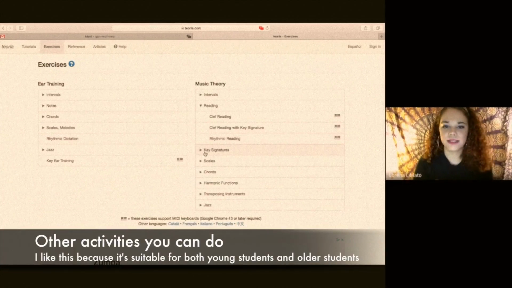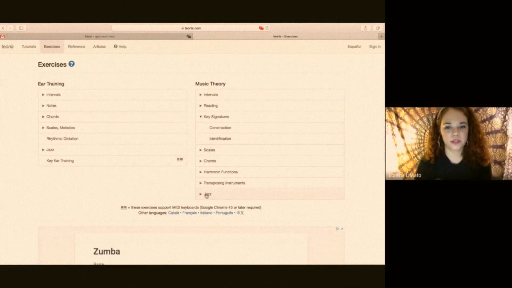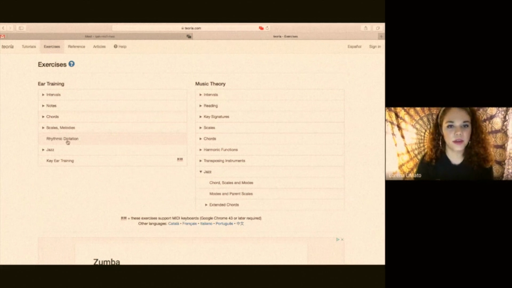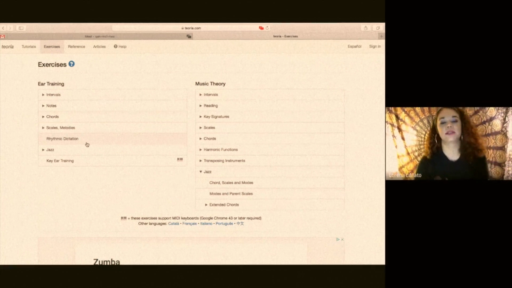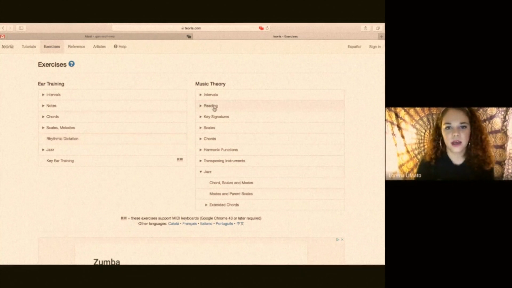They can do key signatures and be tested on that. They can also do different types of jazz chords and modulations and other things. They can do dictation, so this would be a good thing for older students to practice, like dictation and being able to write things down, intervals, etc. So that's one thing.